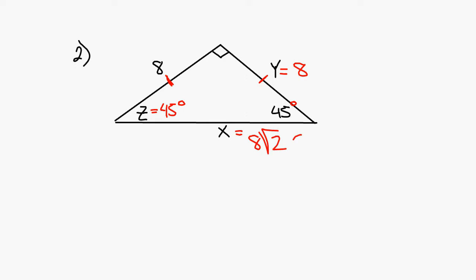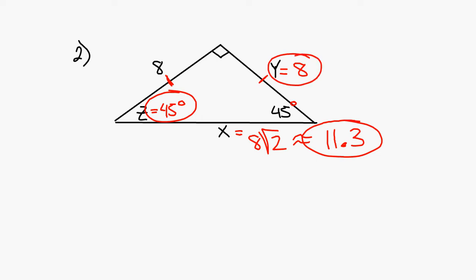And you can do that. You can leave it as 8 square root of 2. But your quiz is not going to be multiple choice this week. So you're going to have to turn everything into a decimal. Alright? So you're going to multiply 8 times square root of 2 in your calculator, which is 11.3. So your z is 45 degrees, your y is 8, and your x is 11.3.